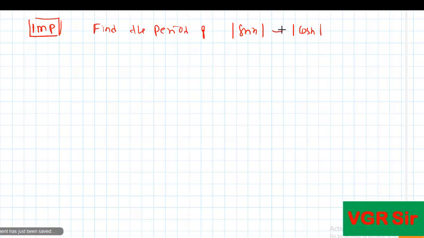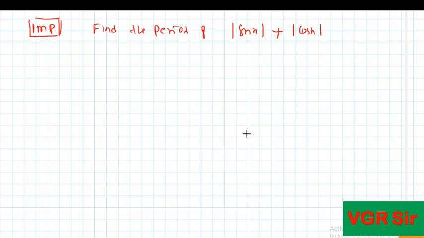Another example, an important concept actually. Find the period of mod sin x plus mod cos x. What is the problem? Mod sin x, pi only, no? Mod cos x, pi only, no? Between them plus is given.